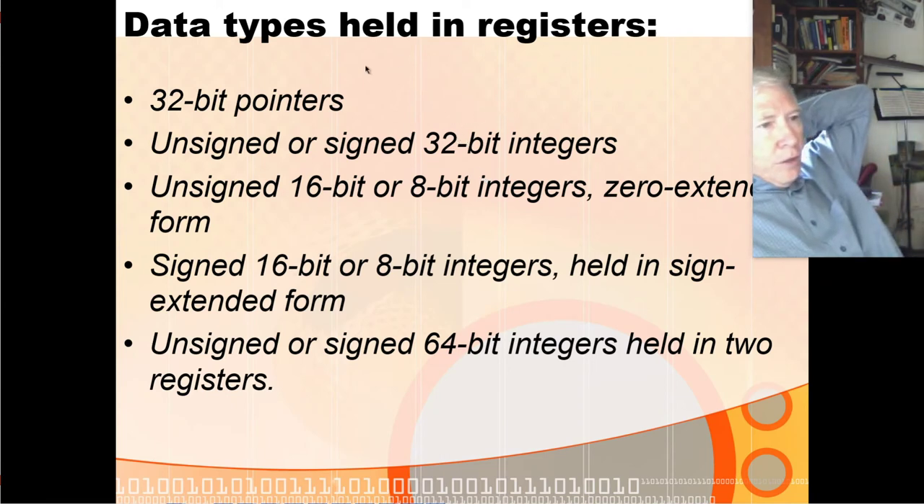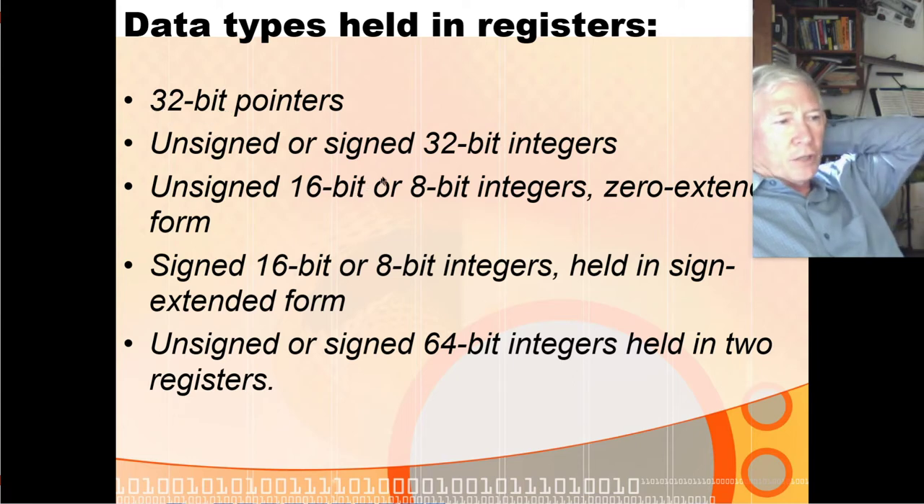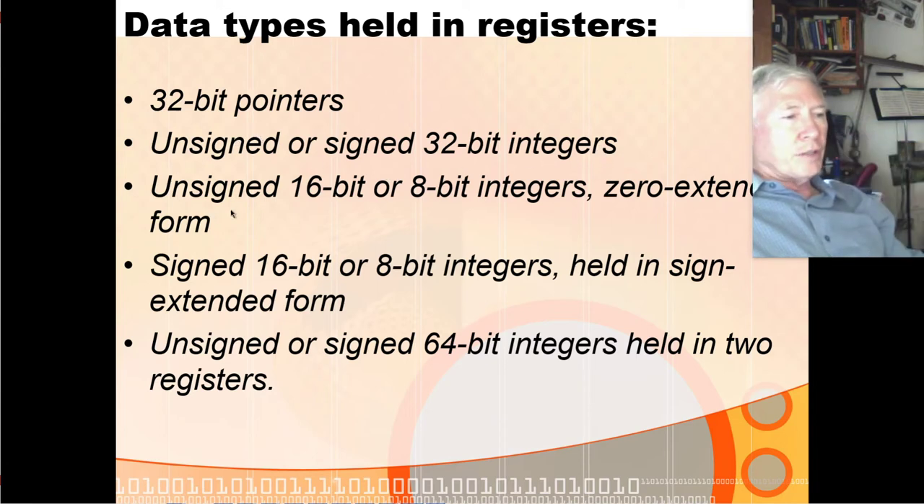All right, so there are several different data types that you can hold in a register. You can hold a 32-bit pointer, so that'll point to any location in memory. You can have unsigned or signed 32-bit integers. You can have unsigned 16-bit or 8-bit integers in zero extended form.